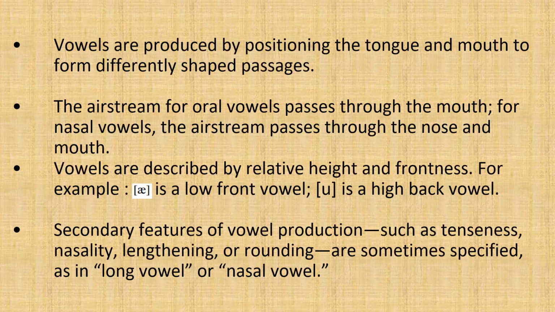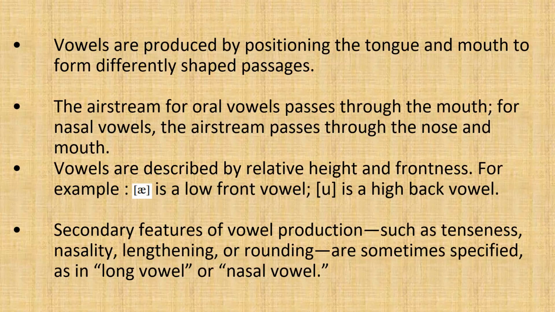Okay, consonants are produced when the vocal tract is obstructed. Vowels are produced when it is not obstructed or disturbed. The air stream for oral vowels passes through the mouth. For nasal vowels, the air stream passes through the nose and mouth.